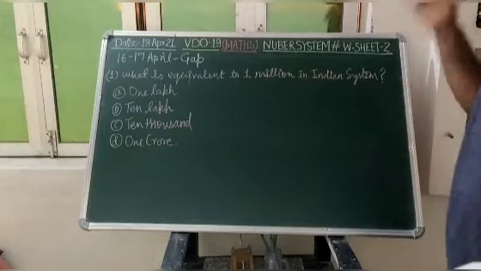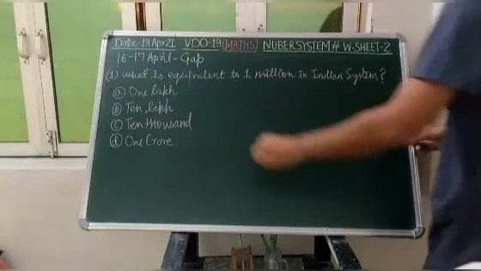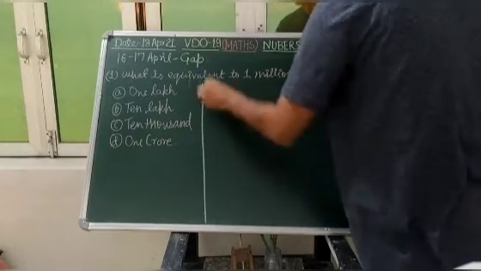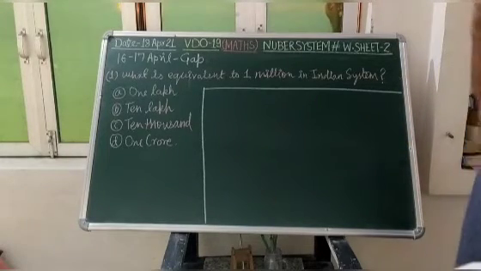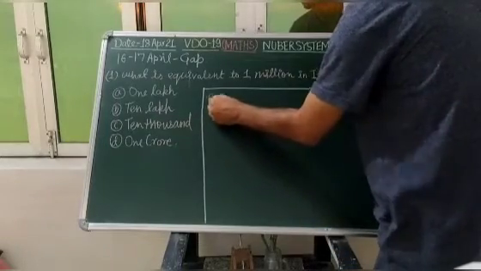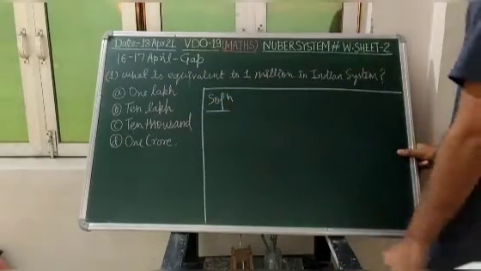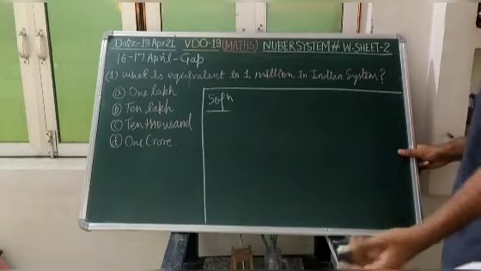Come to the first problem. What is equivalent to 1 million in the Indian system? So 1 million will be equal to what in the Indian system, that we want to find out. So come to the solution. First write down the 1 million. How will you write the 1 million?